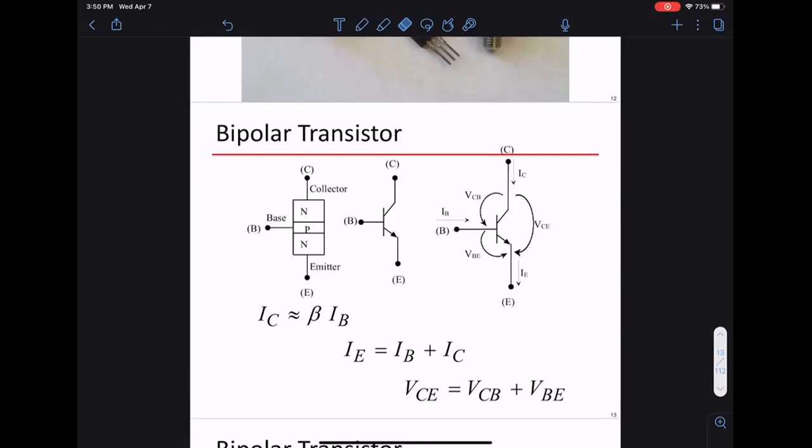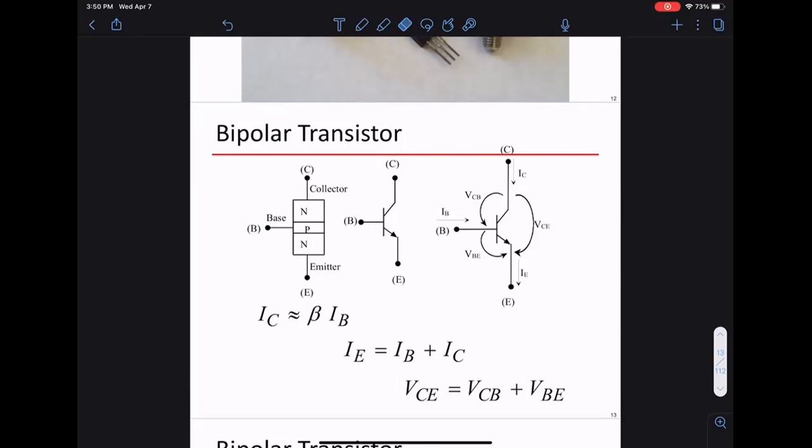Are there people who have not seen, at least briefly, bipolar transistors before? Are there folks who are seeing this for the first time? Okay, all right, so let's go through the bipolar transistor then. I'm guessing a lot of you have seen MOSFETs, but maybe not bipolar transistors.